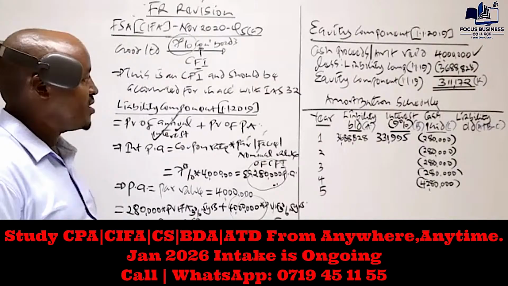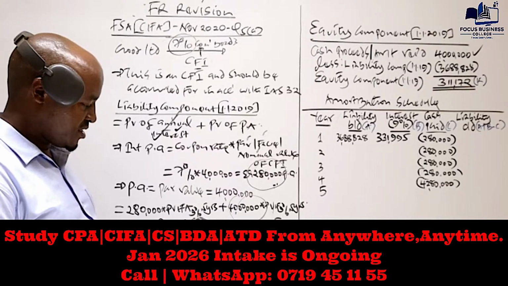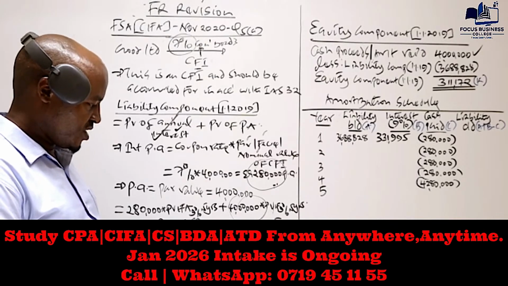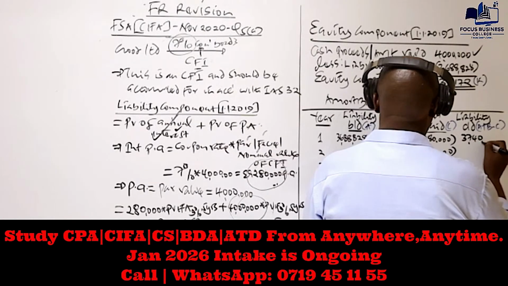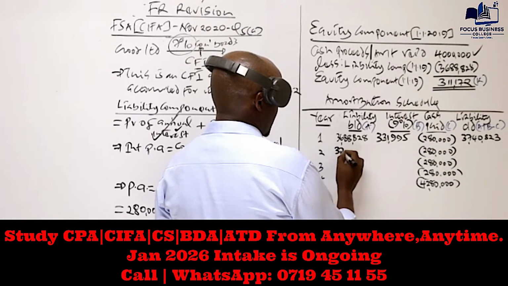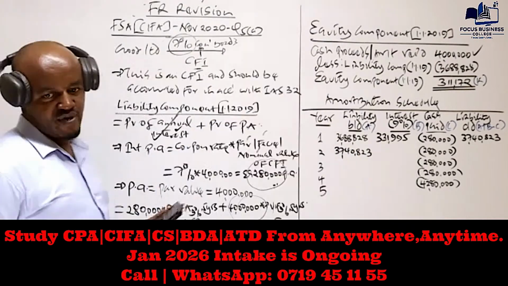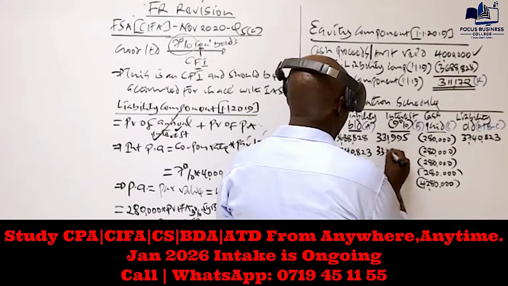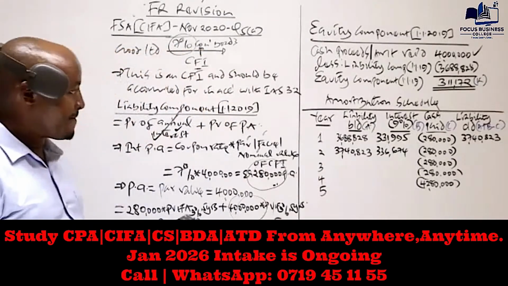Okay, so we have 3,688,828 plus interest 331,995 minus 280,000. And I'm getting 3,740,823. So that will be the opening balance in year 2. I hope that is confirmed. So we get the interest, 9% of that, which is 336,674. Then we compute the liability at the end of year 2.